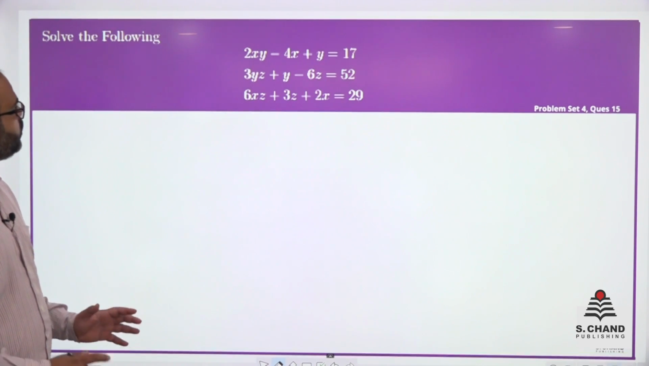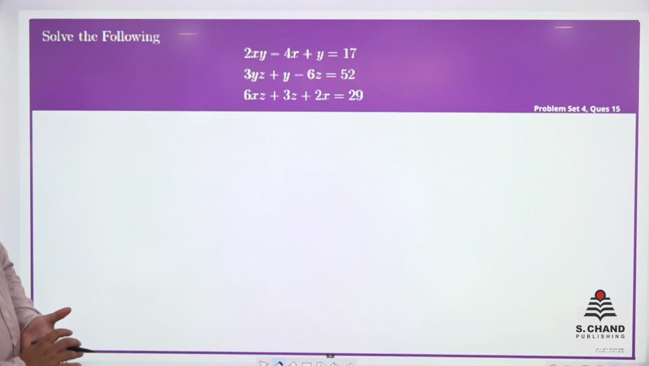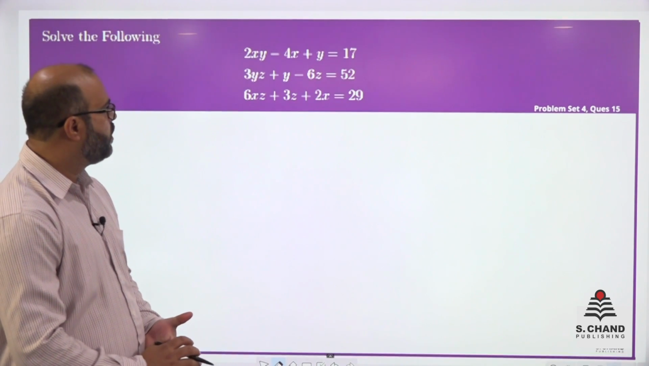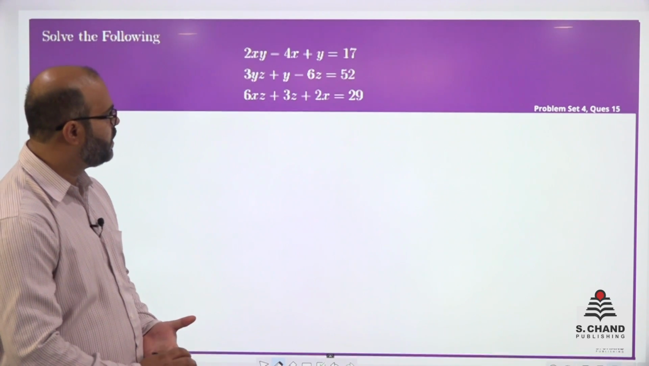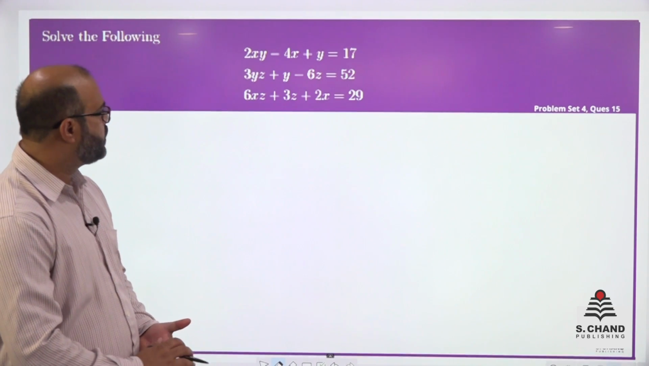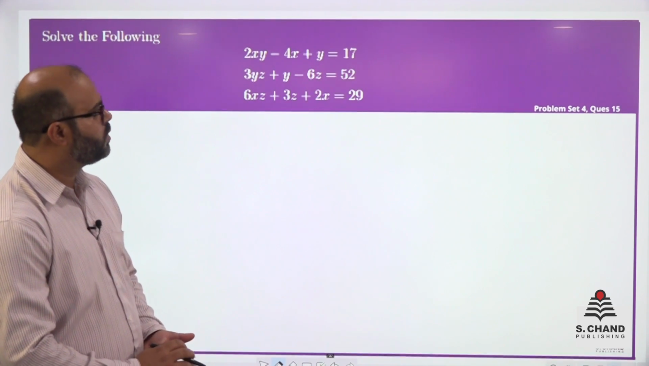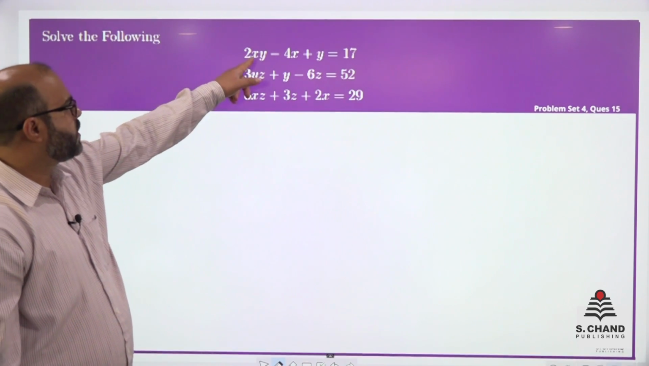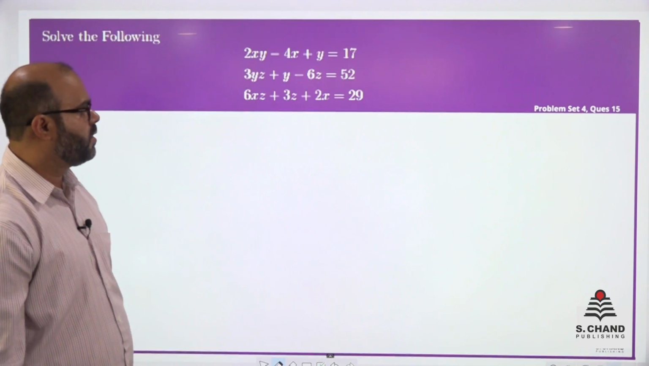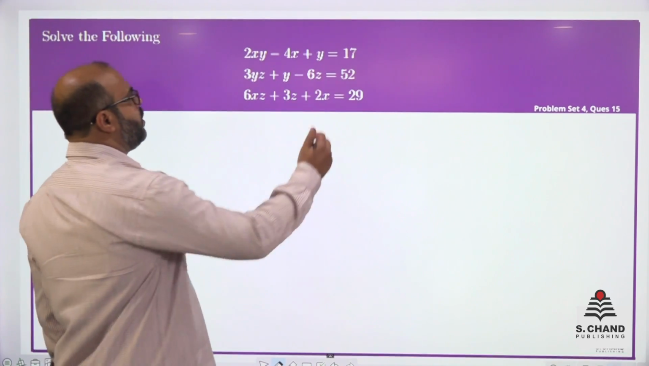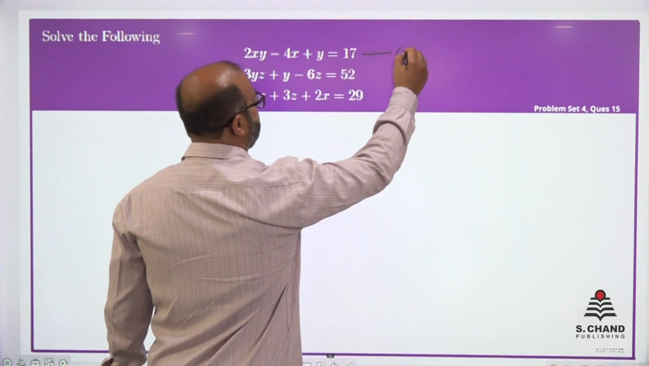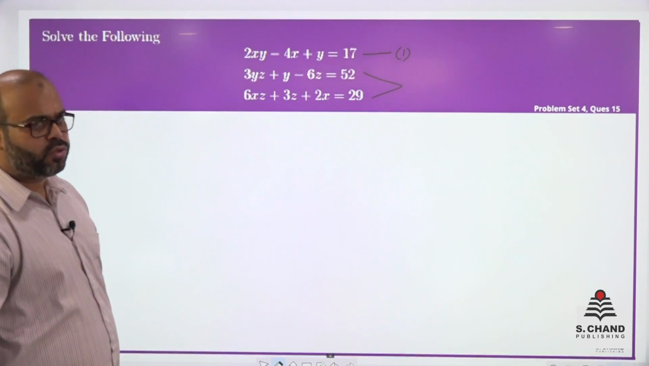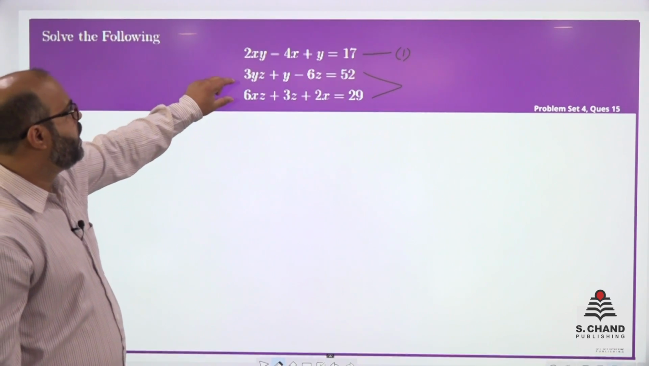Now, let us come to this. Solve the following equation. 2xy minus 4x plus y is equal to 17. 3yz plus y minus 6z is equal to 52. 6xz plus 3z plus 2x is equal to 29. So, you see this is the equation of xy, this is yz, this is zx. So, what we will do, leave this equation number 1 as it is and let us solve these two equations. How will we solve these two equations? We will try to eliminate z.